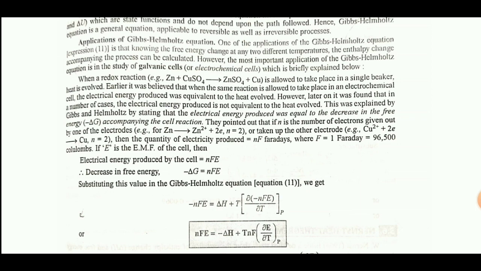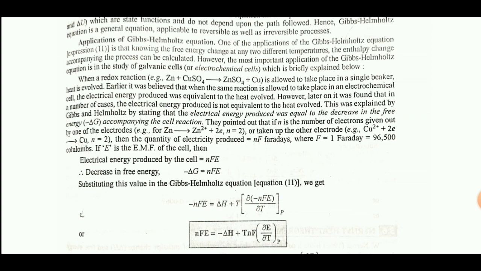They pointed out that if n is the number of electrons given out by one of the electrodes or taken up by the other electrode, then the quantity of electricity produced is equal to nF Faradays, where 1 Faraday F is equal to 96,500 coulombs. If E is the EMF of the cell, then the electrical energy produced by the cell is equal to nFE. Therefore, decrease in free energy, minus ΔG, is equal to nFE.